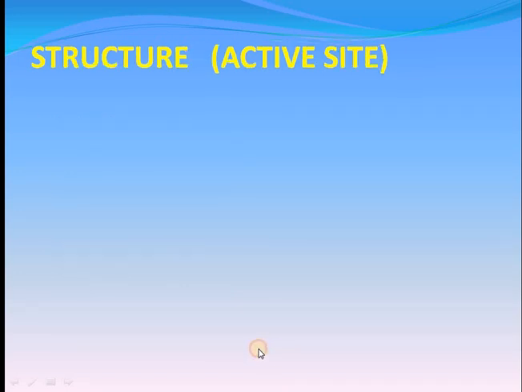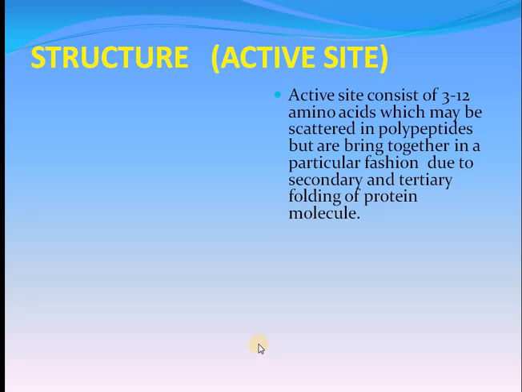Now the active site consists of 3 to 12 amino acids which may be scattered in the polypeptide but are brought together in a particular fashion due to secondary and tertiary folding of protein molecules. They are present in a specific pattern due to the presence of these protein structures. Which ones? That is, the secondary and the tertiary folding of protein molecules.